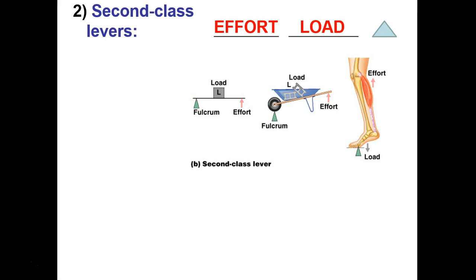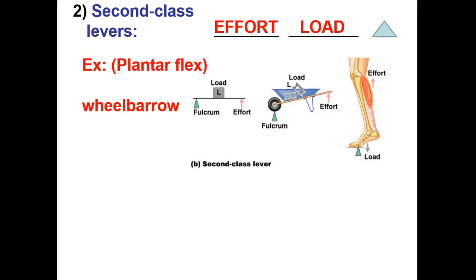If you stand up on your tippy toes, this would be an example of a second class lever. The fulcrum would be your toes. The load, you're picking up your foot, your heel, and it's that gastrocnemius muscle of the back calf that is giving you the force or the effort to do that. So an example is plantar flexion. Another example is a wheelbarrow. So effort, load, and then fulcrum.